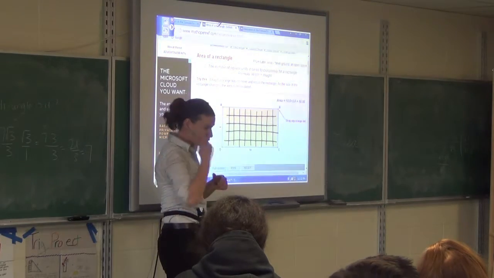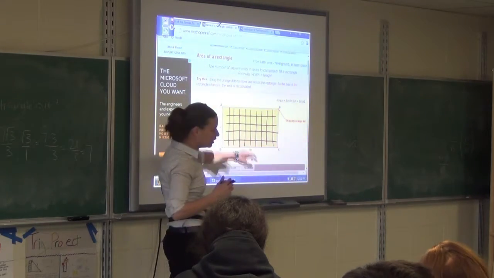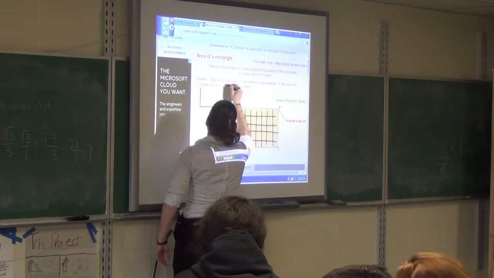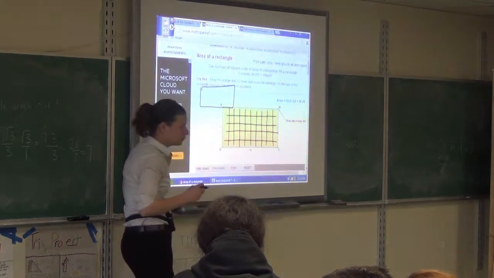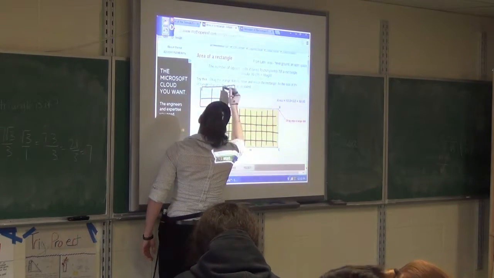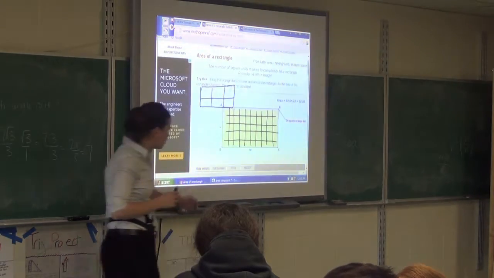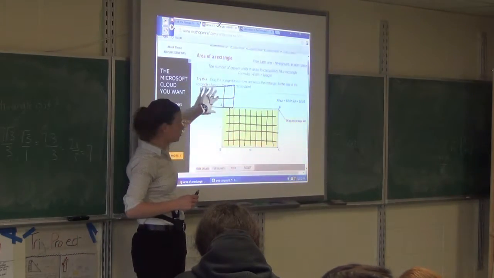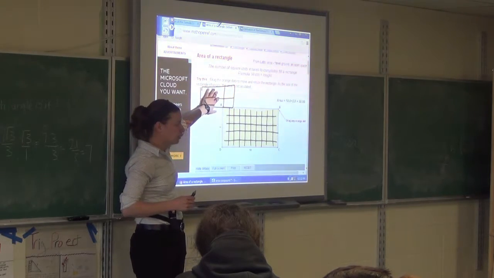Your rectangle on your paper should look like this. Maybe not as many squares, but draw a rectangle. We can separate this rectangle into squares. So maybe like that. You don't have to draw all 100 of these squares. You can draw 6 squares like that.